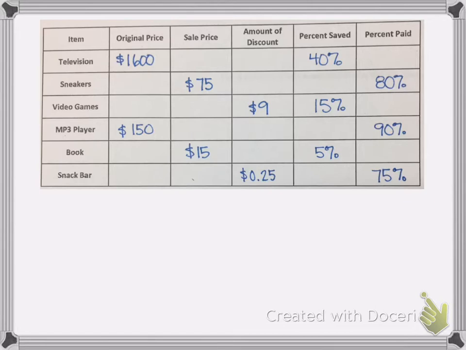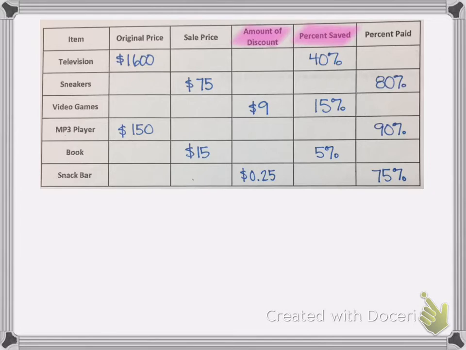Here we go. We're going to use this table, which will be on the test, to help us figure out how to do percentages and so forth. I want you to look at the percent saved box. The percent saved will help us find the amount saved, which is this amount of discount. So those two columns are related. We use the percent saved to help us find the amount of discount and vice versa.